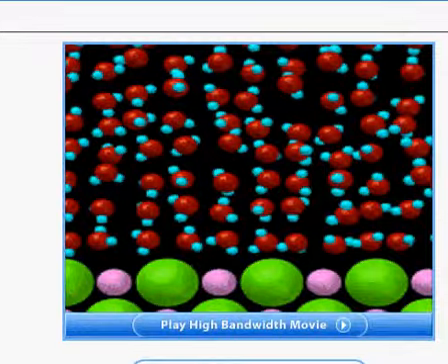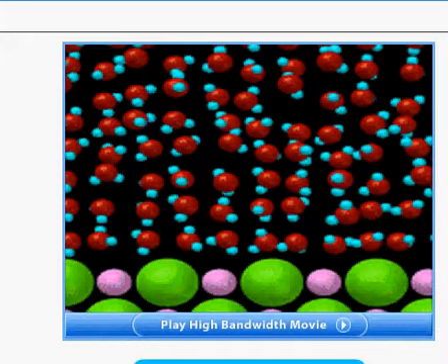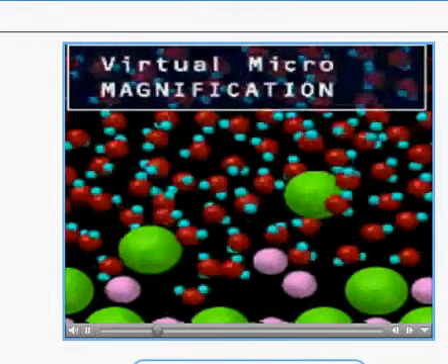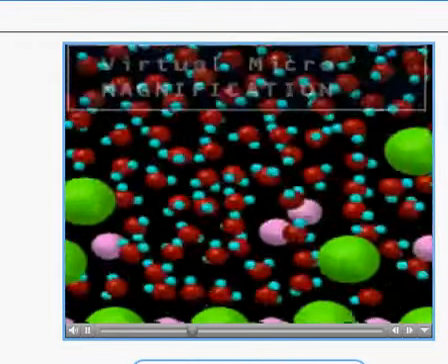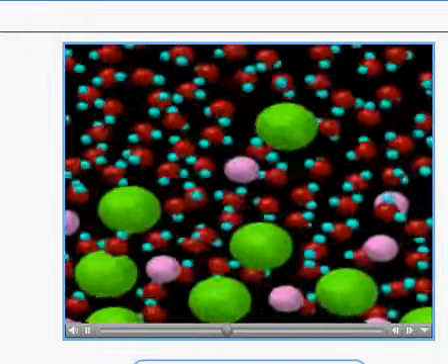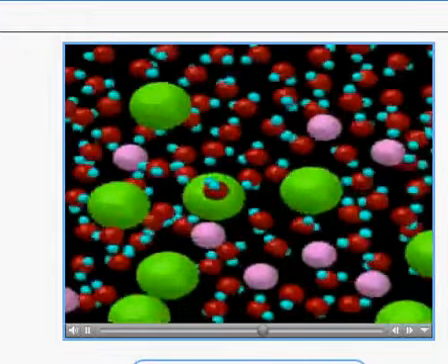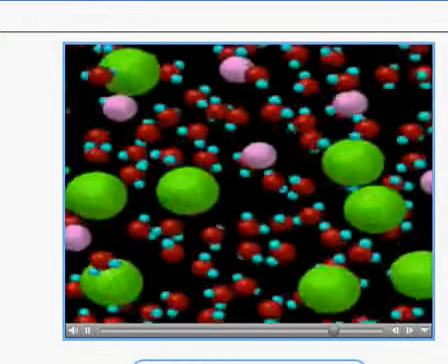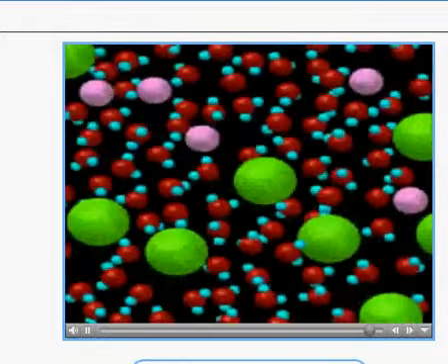Aqueous solution. An aqueous solution is a solution in which water is the solvent. When salt dissolves, the polar water molecules pull sodium and chloride ions from the crystal lattice. In fact, an aqueous solution of NaCl contains sodium ions, chloride ions, and water molecules.